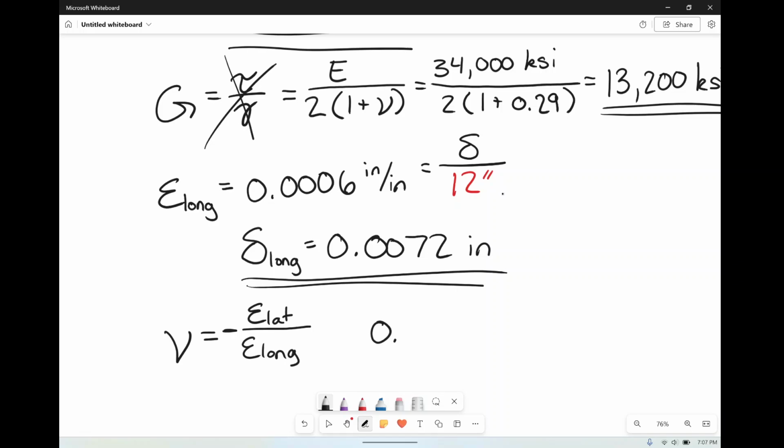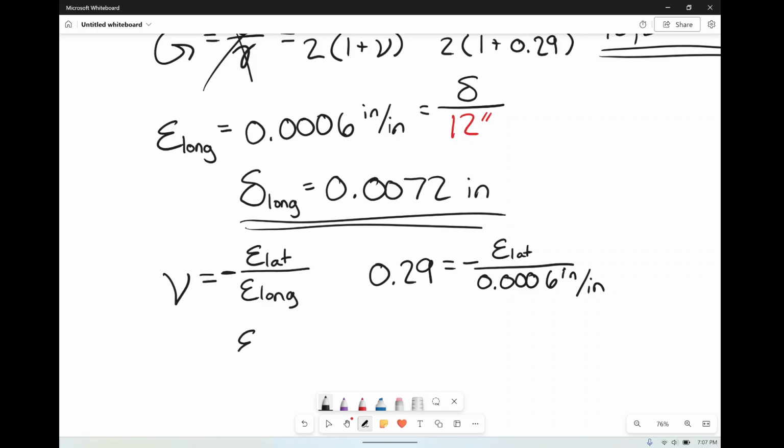And again, we said Poisson's ratio was 0.29 for this problem. And we actually don't know the latitudinal strain, but we do know that the longitudinal strain there is 0.0006 inches per inch. So multiply it out, and what we're going to get is that our latitudinal strain is going to be a negative number. And why is it negative? Again, negative means it is in contraction. So as the longitudinal direction is pulling, the cross-section is, of course, shrinking, and that makes perfect sense.